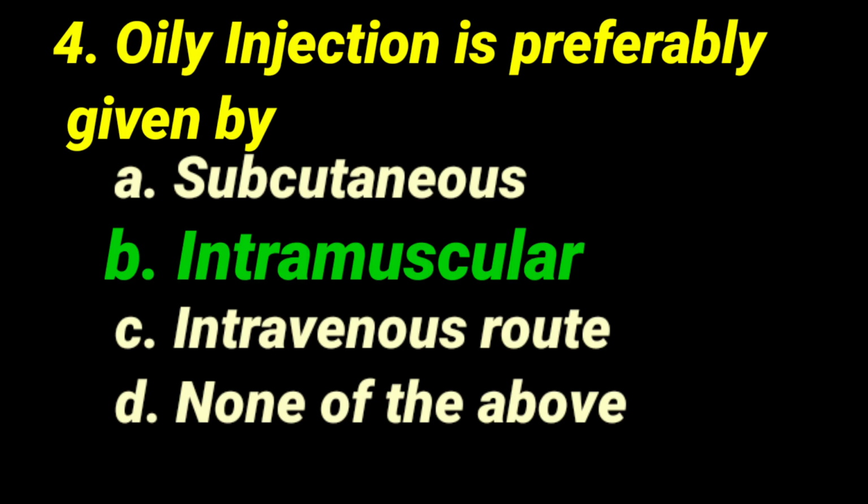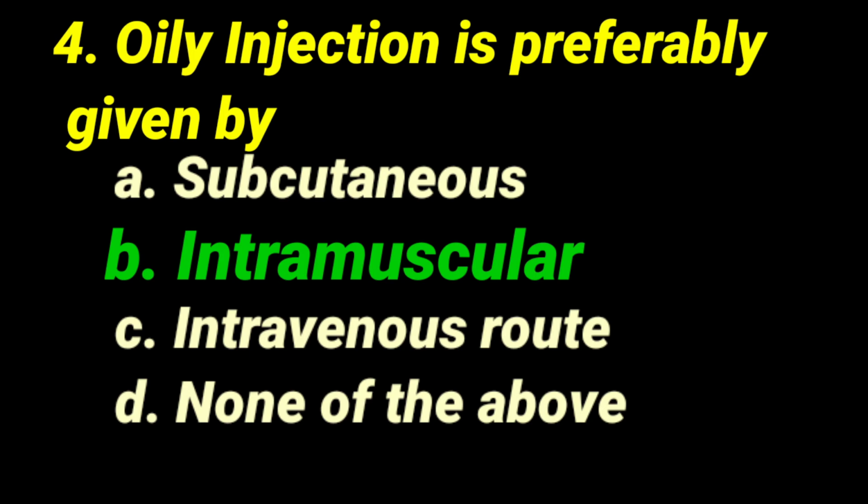Then the fourth question: oily injection is preferably given by which route? Subcutaneous route, intramuscular route, intravenous route, and none of the above. We can easily find out the answer. In the previous question we discussed the intravenous route; it is only for intravenous fluids. Then the subcutaneous route might be applicable for insulin injection and the like, that is, injectable hypoglycemics. Oral hypoglycemics are different, that is phenformin, metformin, and so on.